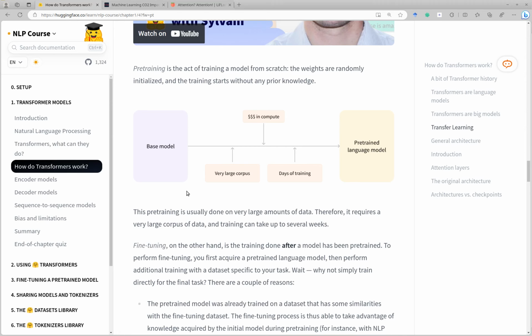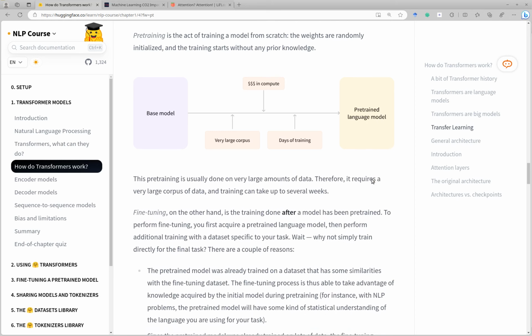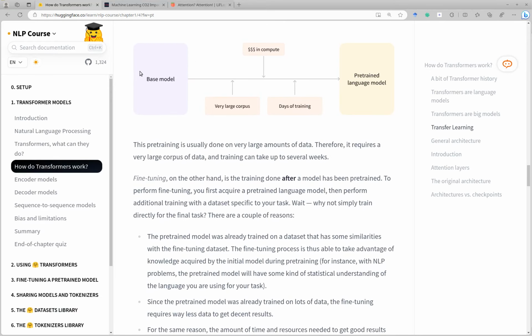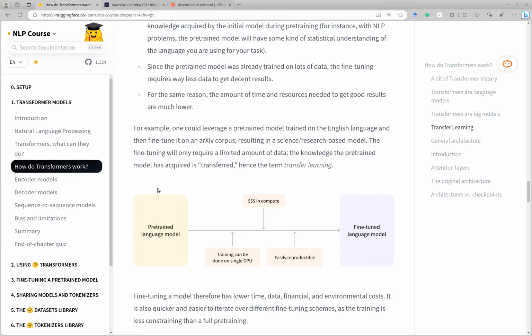Yes, so here is an example. We have a base model. We have a very large corpus of data from which we will train this base model, and we need to invest a lot of money as well as time, and then we will have a pre-trained language model. So now, instead of starting all the experiments again and again from the base model, to control the carbon emission footprint, we can start working from the pre-trained language model.